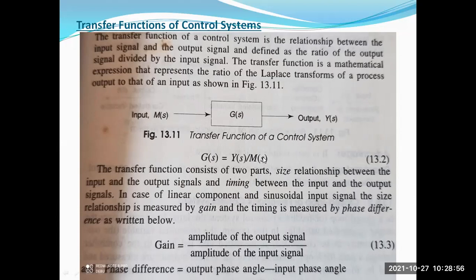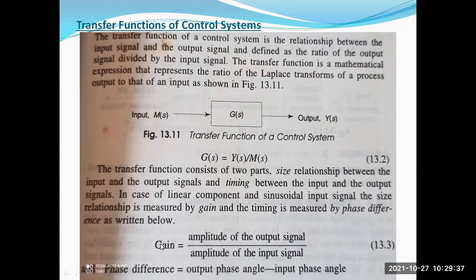This transfer function consists of two parts: it is the relation between the output and input variables, and also the timing between the input and output signals. So one timing format or timing cycle is also related in the transfer function equation. In the case of a linear component and sinusoidal input signals, the size relationship is measured by the gain, and the timing is measured by the phase difference. So please remember these things.